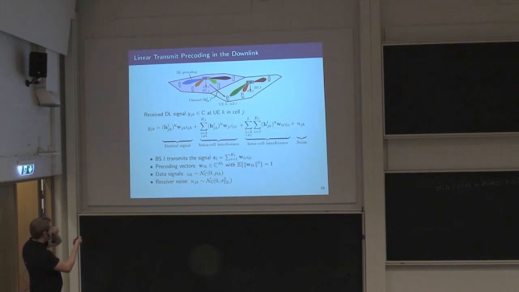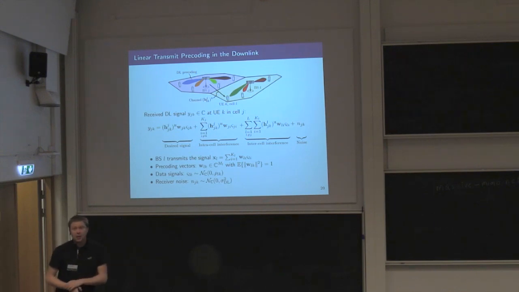That means that the received signal, in the desired part, contains my channel from my base station, my precoding vector, and my data signal. Then I have some intracell interference. So these are signals that are sent to the other users in the same cell, their precoding vector, their data signals, but my channel from my base station. And then I have the signals from all of the other cells. Here is the sum of the cells, here is the sum of their users, here is the channel from that base station to me, here is the precoding vector of each of the users and their data signals. And then at the end we have noise.